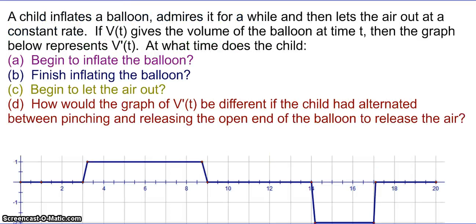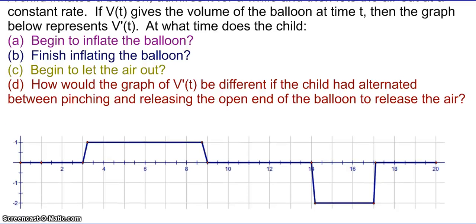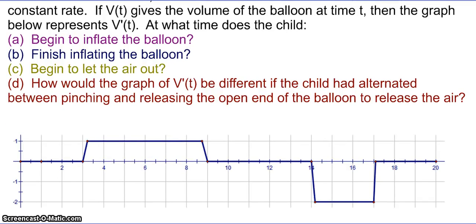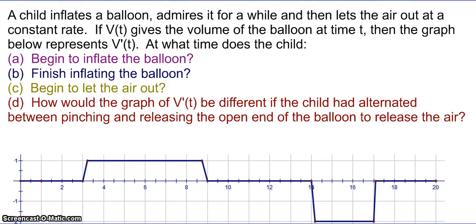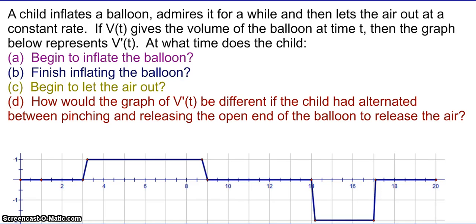Alright, next one. A child inflates a balloon, admires it for a while, and then lets the air out at a constant rate. If V of t gives the volume of a balloon at time t, then the graph below represents V prime of t. At what time does the child begin to inflate the balloon, finish inflating the balloon, begin to let the air out, and how would the graph of V prime of t be different if the child had alternated between pinching and releasing the open end of the balloon to release the air?